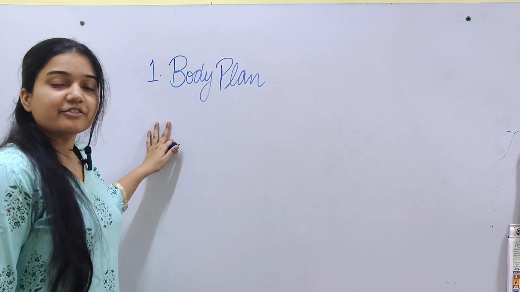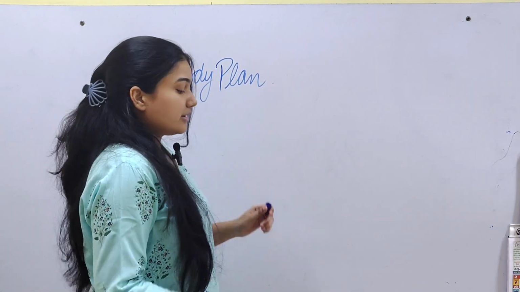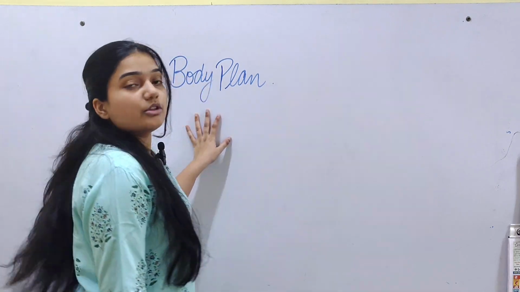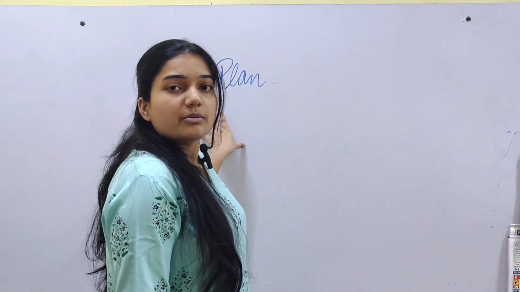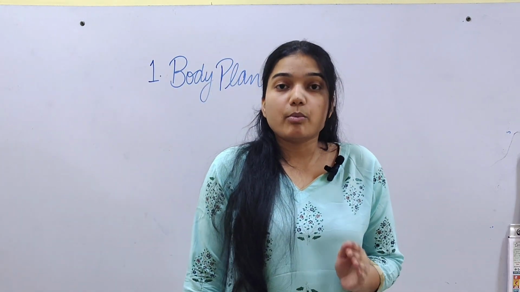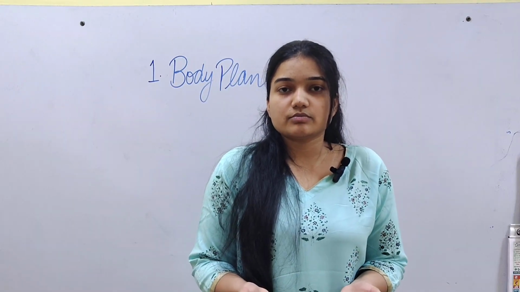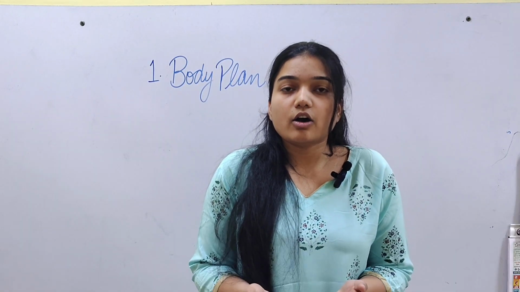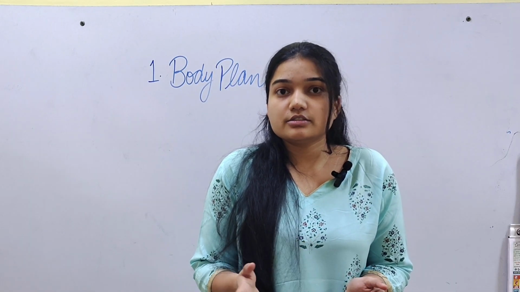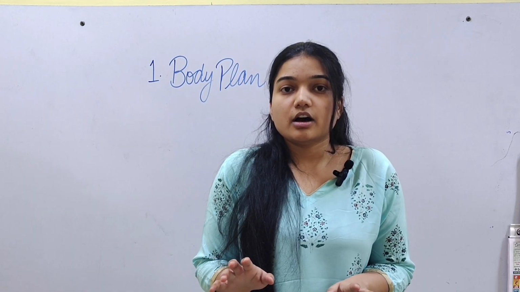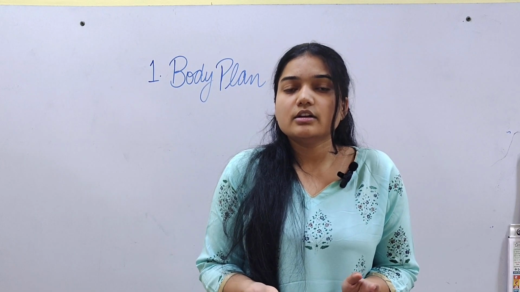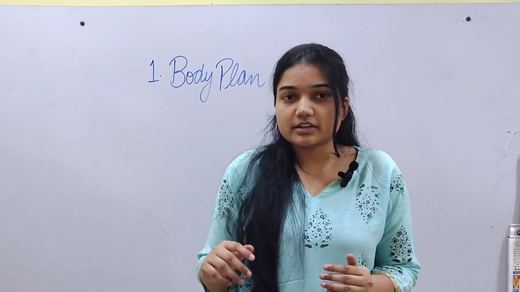Now let's begin the first topic, the body plan. The body plan refers to the body plan of the animals: how the digestive system of the animal is organized and maintained, and how the different organs are situated, how they are long and how they are small. These are discussed in the body plan.